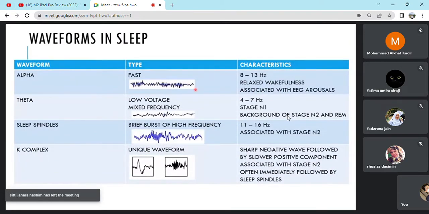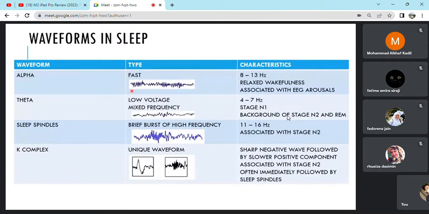Again, as I've said, these are the different waveforms that I have mentioned a while ago. So alpha waves, sabi natin, alpha waves, usually this is how it looks like when you talk about your alpha wave. Alpha wave usually is seen in your stage W or your wakefulness stage, no? So it is usually 8 to 13 hertz. And again, as I've said, this is seen in your stage W. That's why it's commonly associated with EEG arousals.